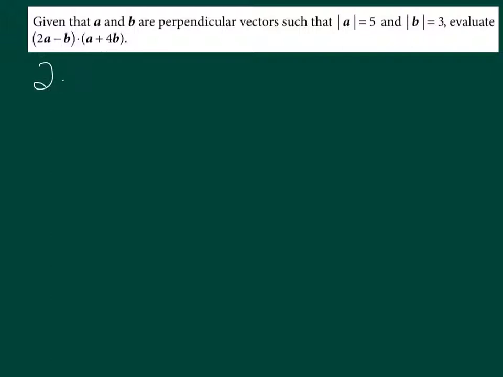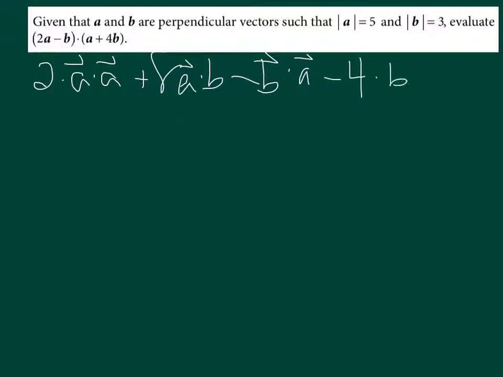We're going to have 2 times a dot a plus 8 a dot b minus b dot a. And remember, all these multiplications are dot products. And then we have minus the scalar 4 times b dot b. Well, remember the thing is with a and b in this problem, a and b are perpendicular. So this term and that term, guess what, guys? Those are 0. Remember, the dot product of perpendicular vectors is 0.